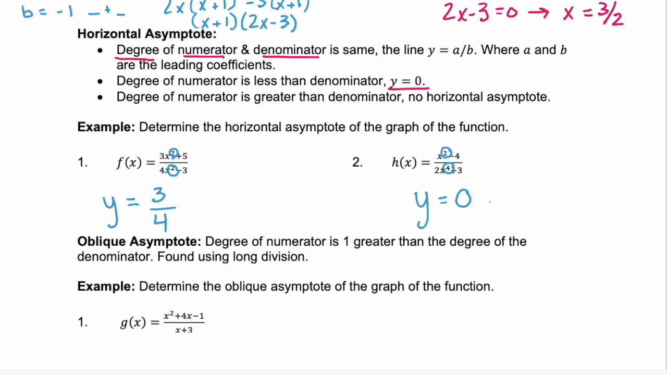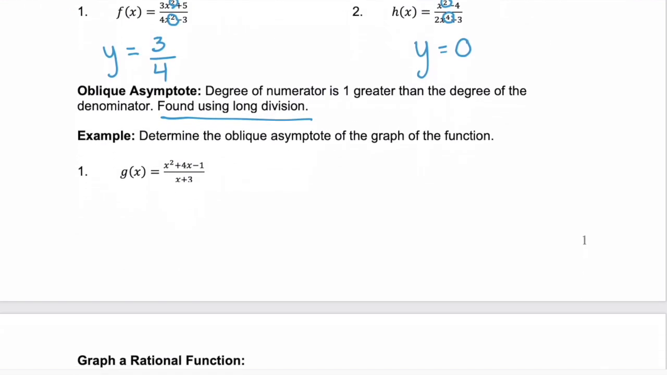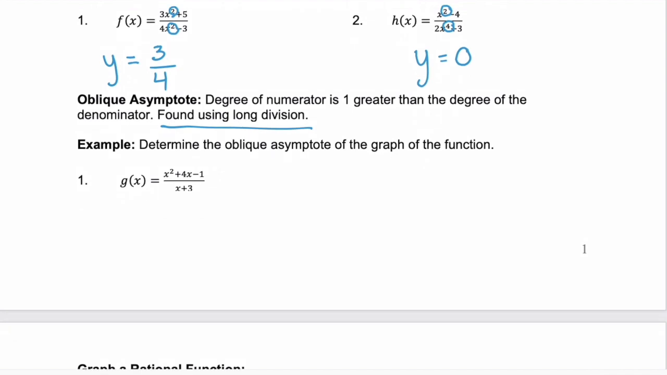Now, a third asymptote you can have is an oblique asymptote or a slant asymptote. It's just like the name says, it's a diagonal of some sort. And this is when the degree of the numerator is 1 greater than the degree of the denominator. And look how you find it, long division. So you're going to use synthetic division here. But again, it's only if the degree of the numerator is 1 greater than the degree of the denominator.